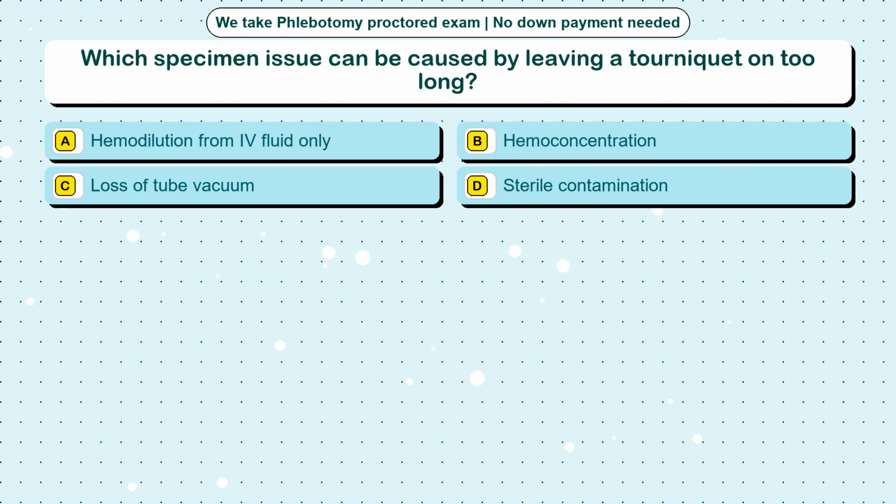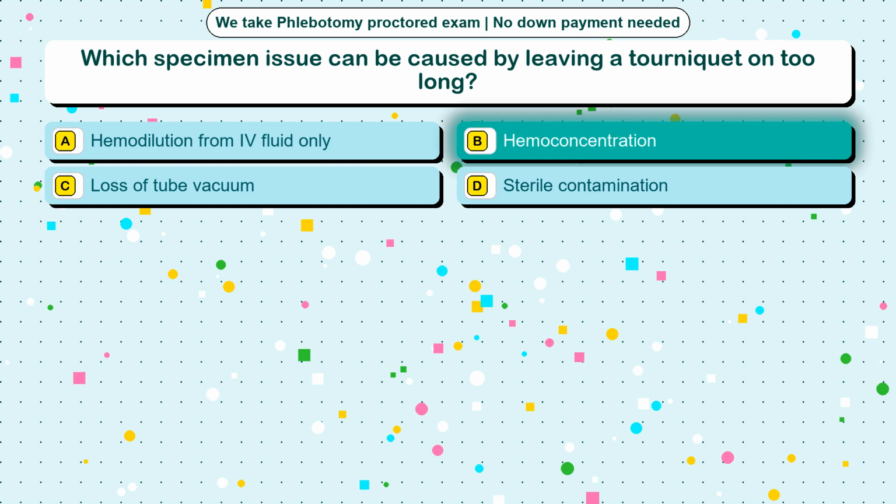Question 12. Which specimen issue can be caused by leaving a tourniquet on too long? Option A. Hemodilution from fluid only. Option B. Hemoconcentration. Option C. Loss of tube vacuum. Option D. Sterile contamination. The correct answer is option B.